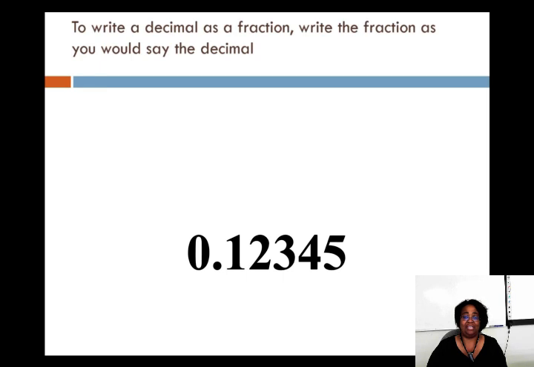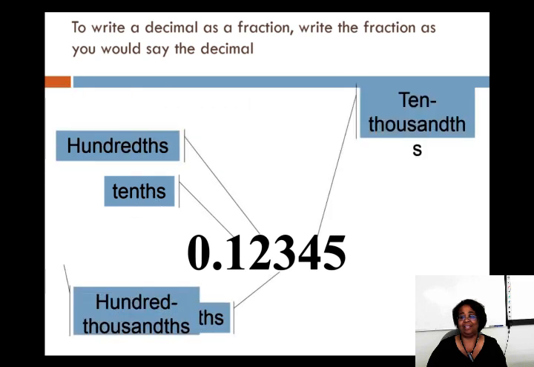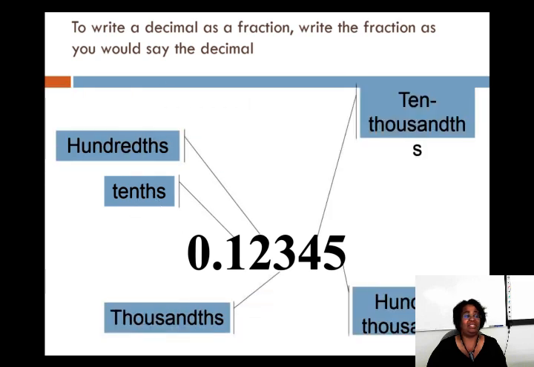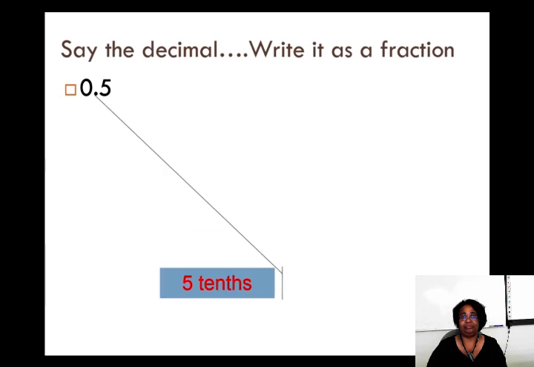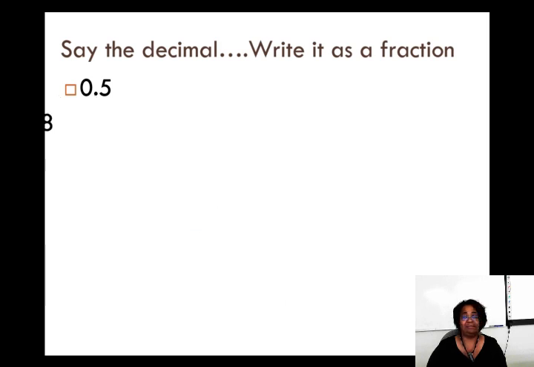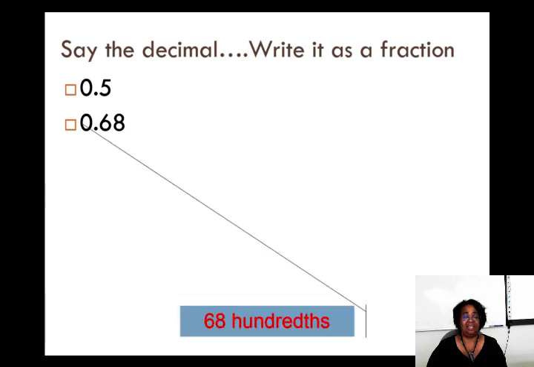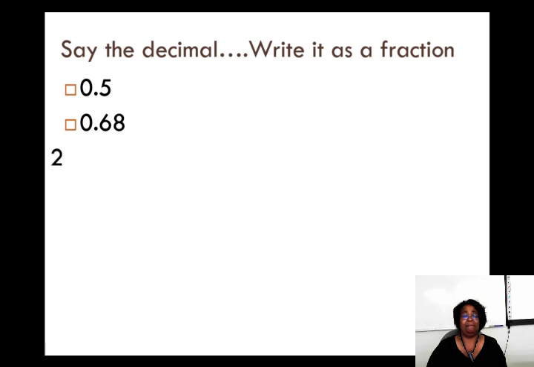I would count it. Tenths, hundreds, thousands, 10 thousandths, 100 thousandths. Right? That's the first thing I would have done is count the place values so I know what it's going to end with. Okay? This is 5 tenths. What's this? 6,800. 68 hundredths. Okay.